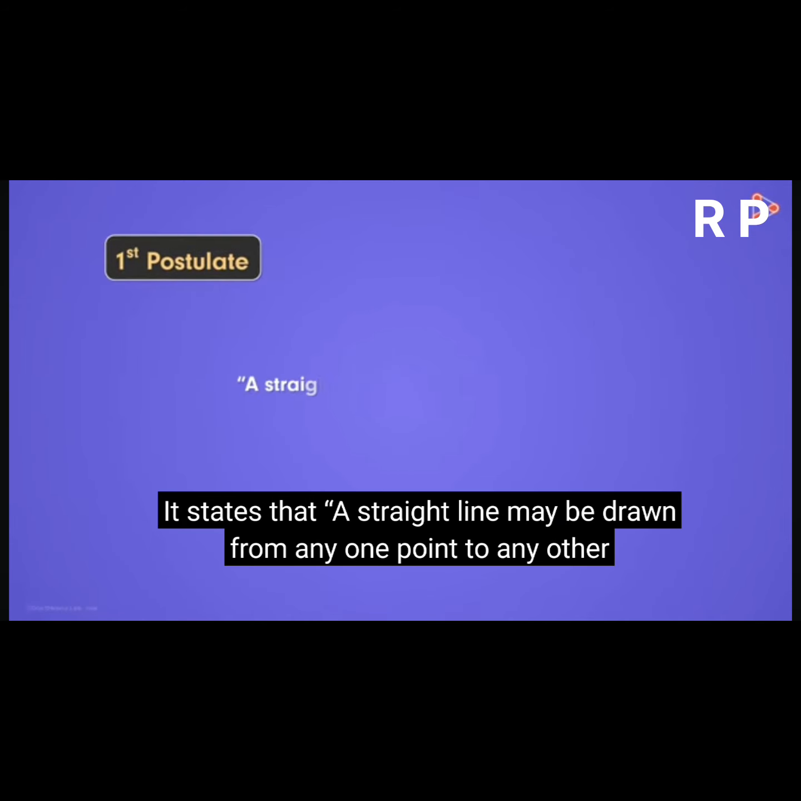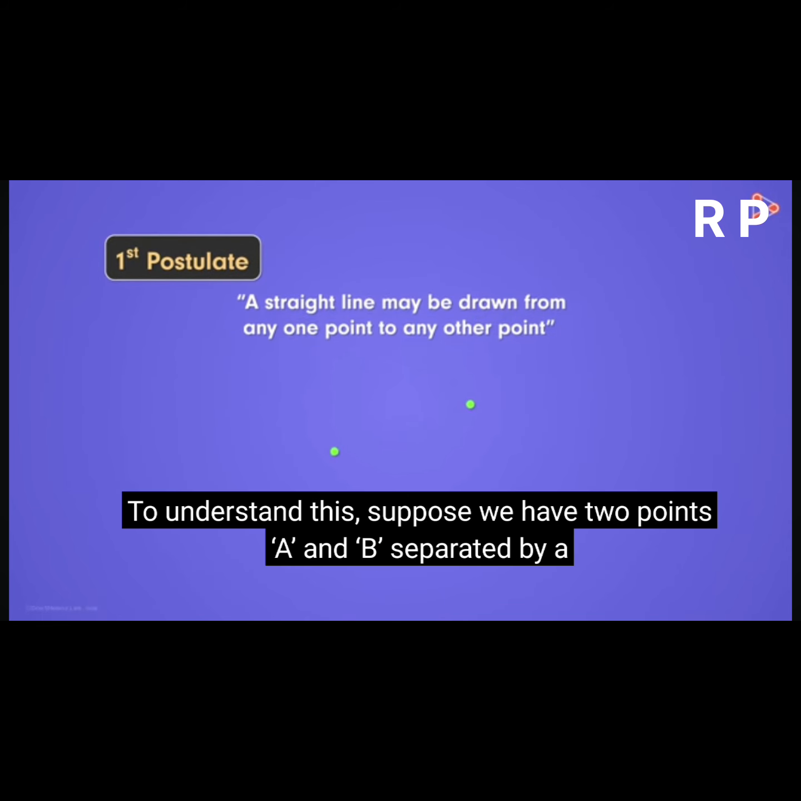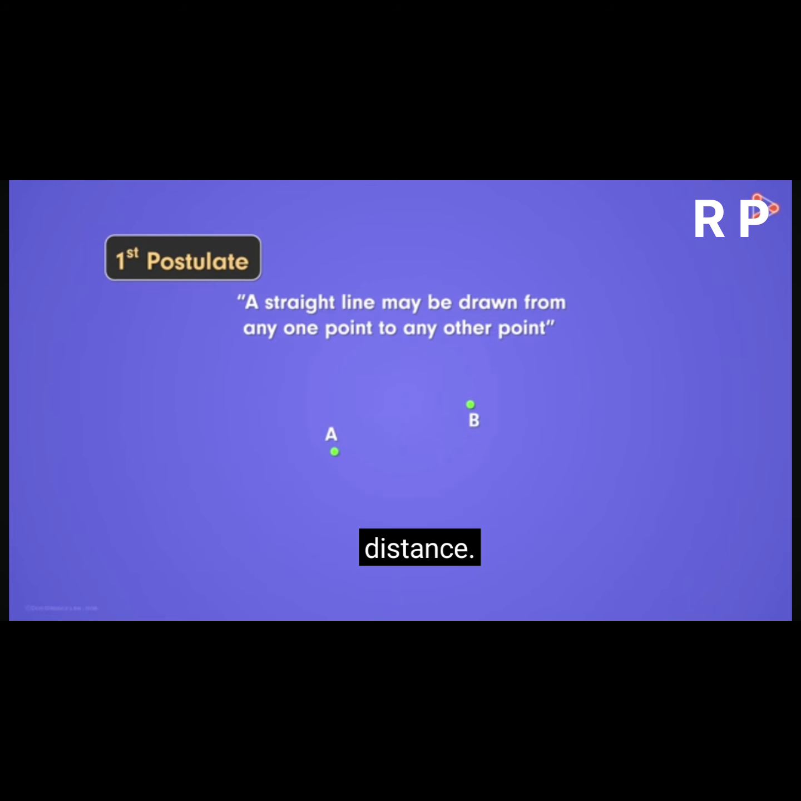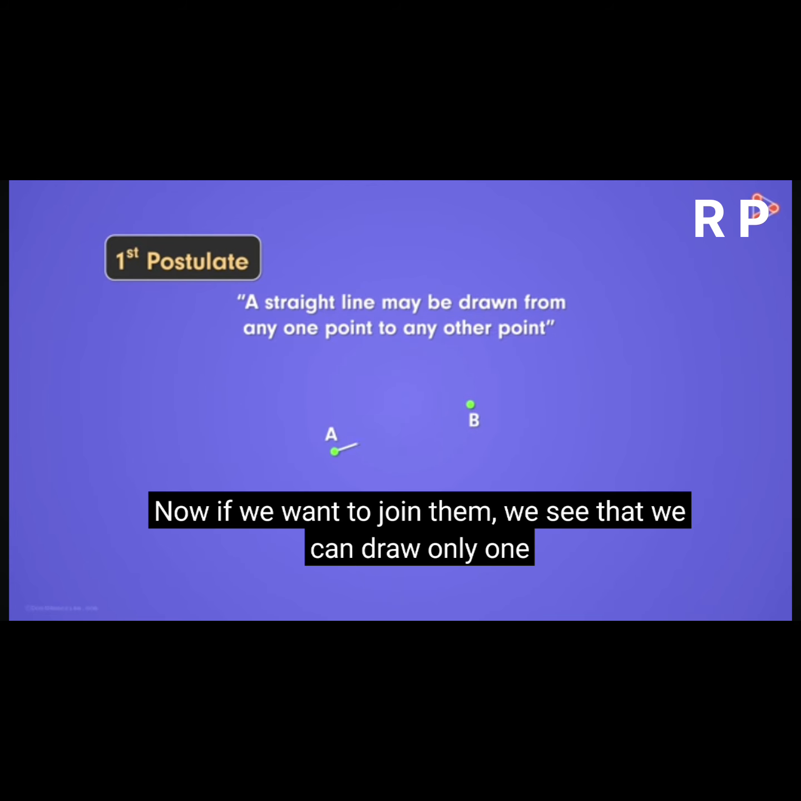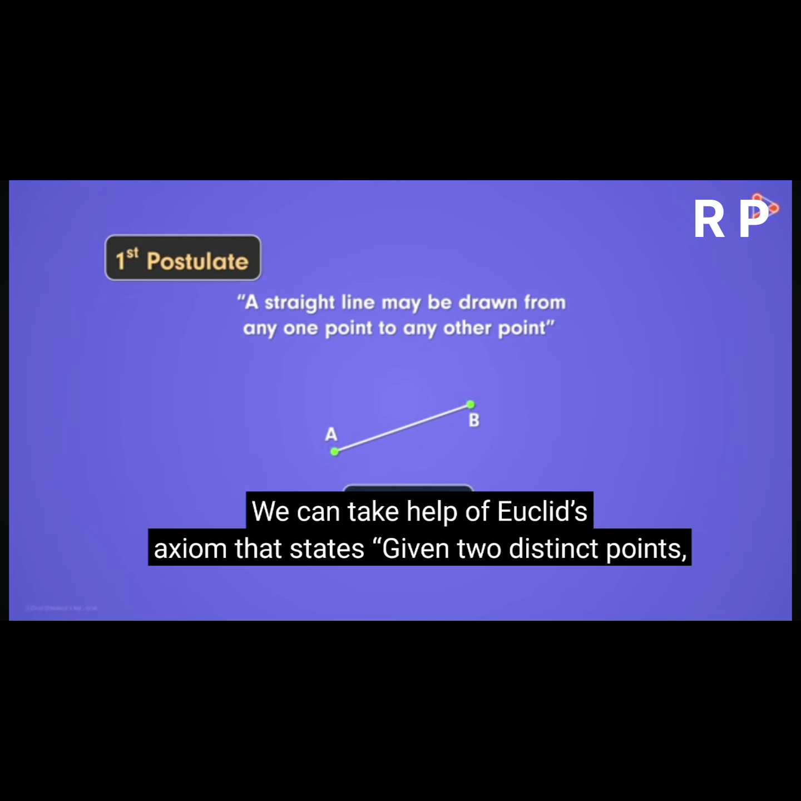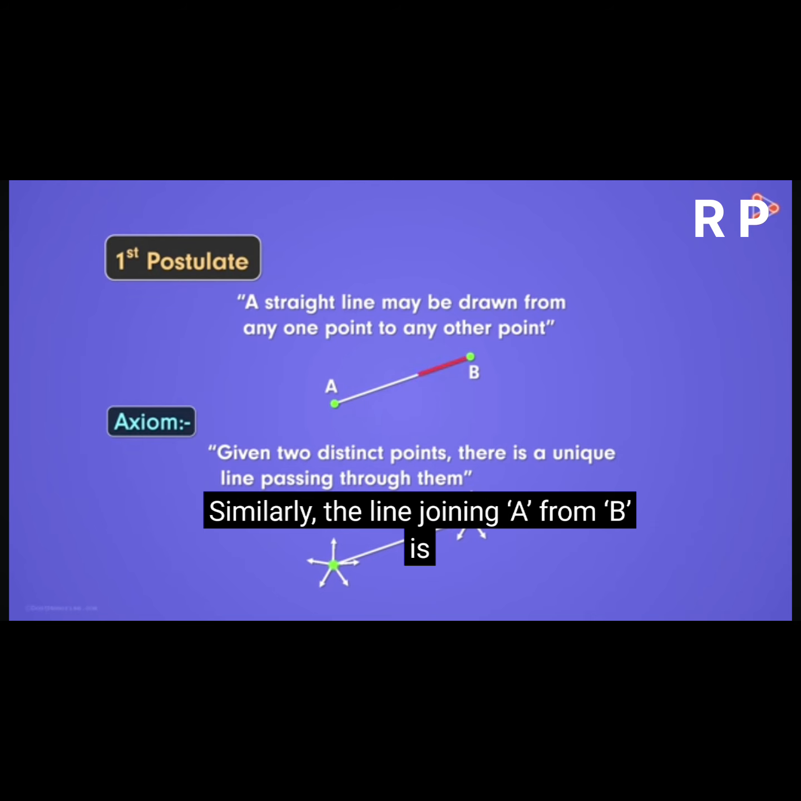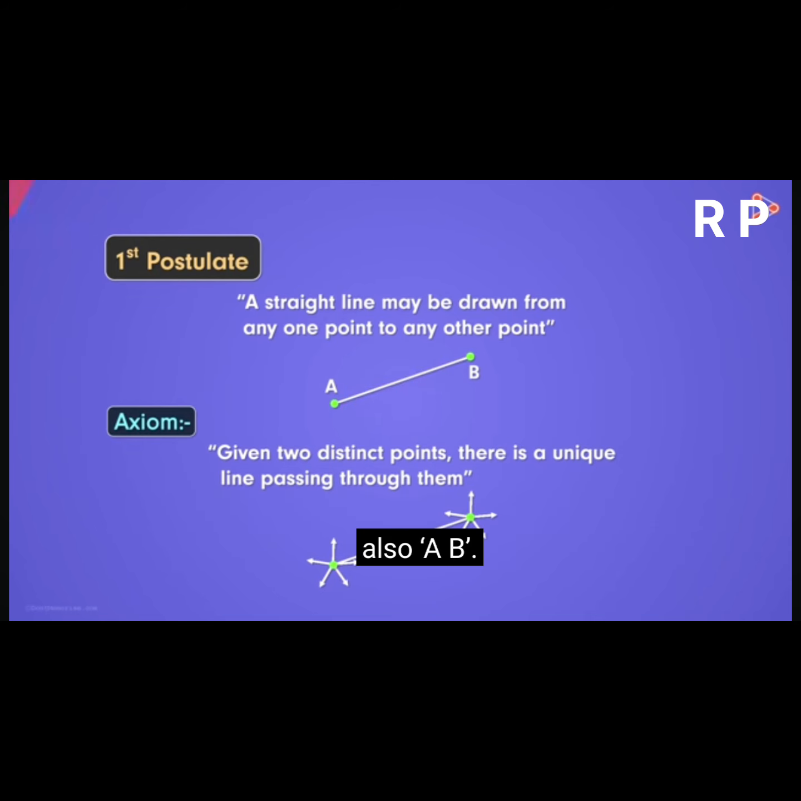It states that a straight line may be drawn from any one point to any other point. To understand this, suppose we have 2 points A and B separated by a distance. Now, if we want to join them, we see that we can draw only one straight line that will connect both of them. We can take the help of Euclid's axiom that states, given 2 distinct points, there is a unique line passing through them. So a line from A joining B is AB. Similarly, the line joining B from A is also AB.